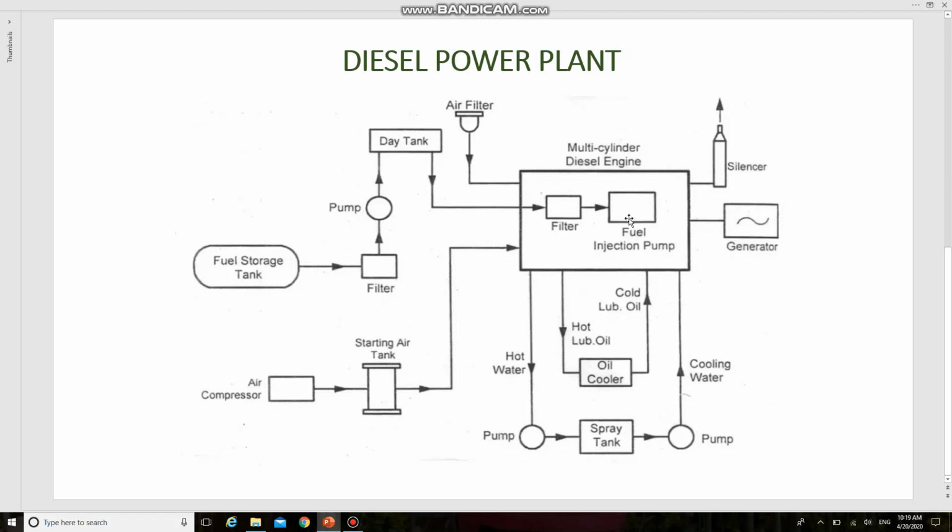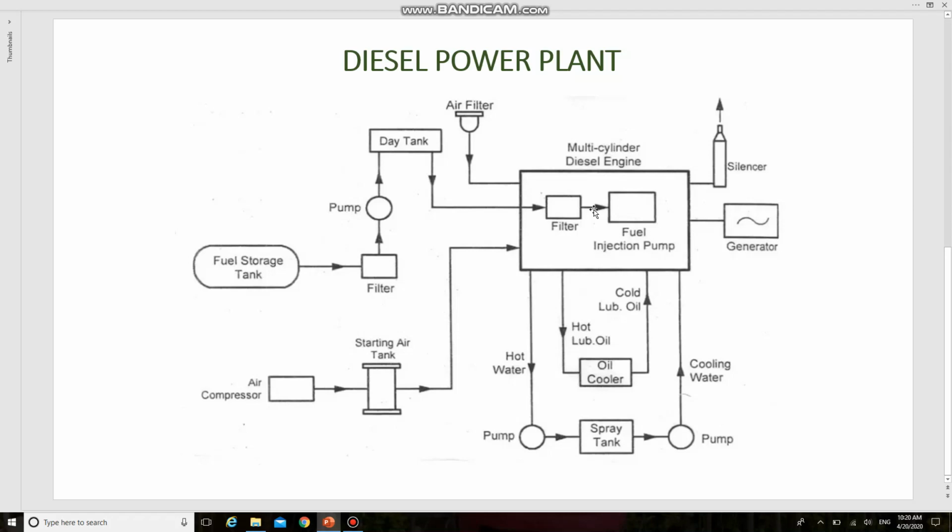So next one is cooling system. The temperature of the burning fuel inside the engine cylinder is in the order of 1500 degrees Celsius to 2000 degrees Celsius. In order to lower this temperature, water is circulated around the engine through the water jackets. The water envelops the engine. The heat from the cylinder, piston, combustion chamber, etc. is carried by the circulating water.